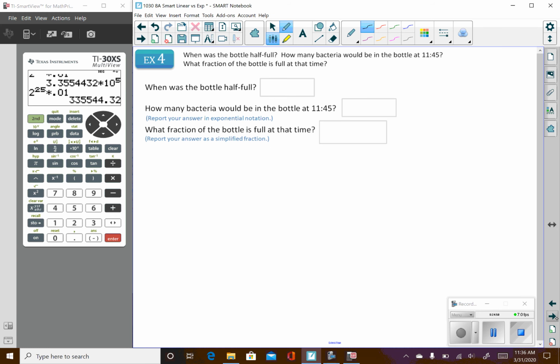So here is our question. First part, when was the bottle half full? Second part, how many bacteria are in the bottle at 11:45? And then the third part, what fraction of the bottle is full at that time? So first one, when was the bottle half full? Well, it was full at 12, and it's doubling every minute.